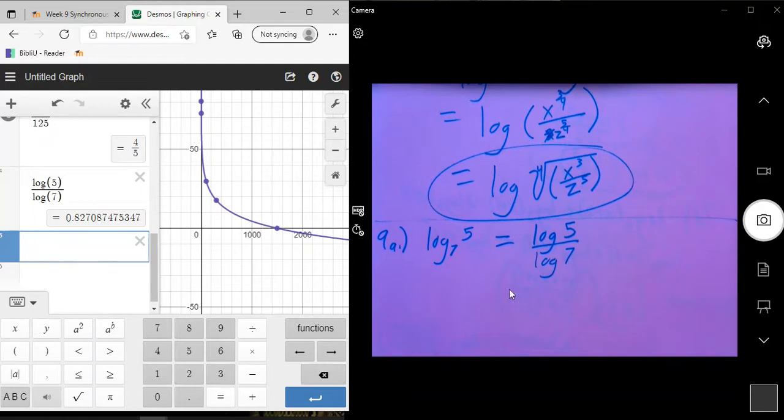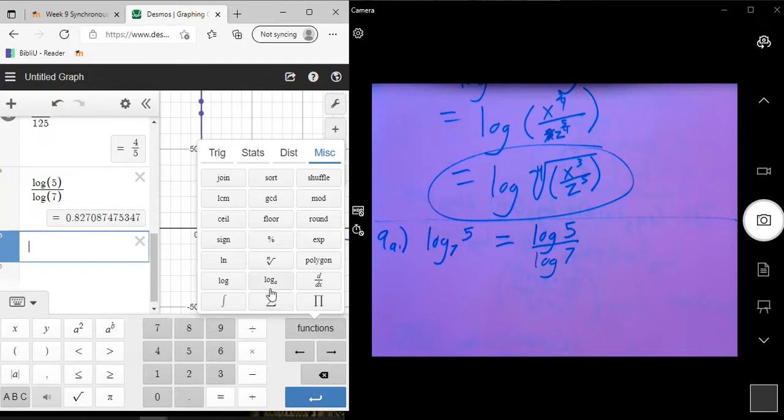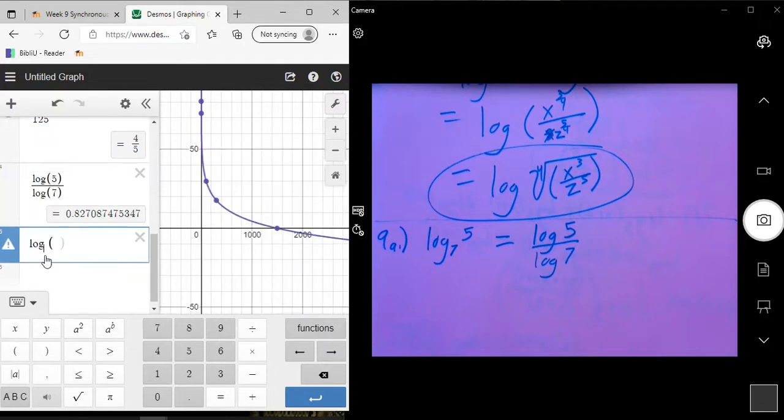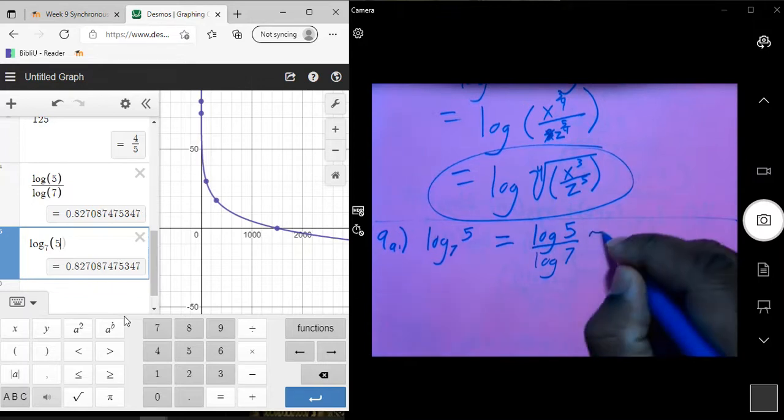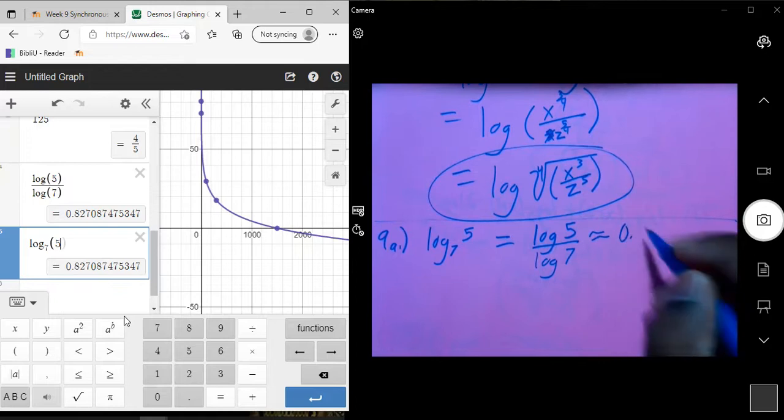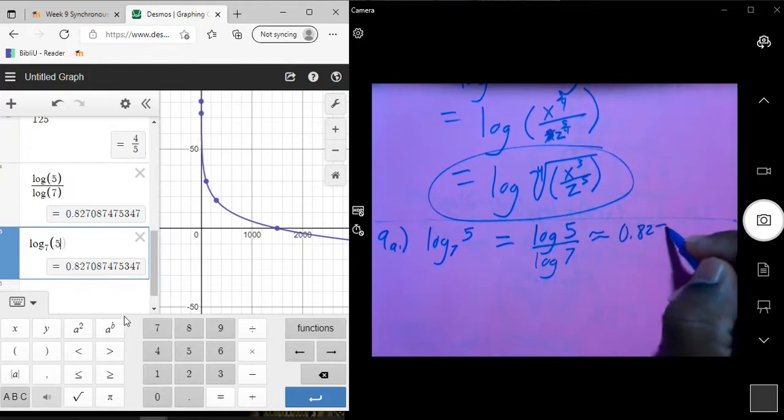There is a feature on Desmos that allows you to change the base. So if you go to function, if you go to log A and click log A, you notice here is down here where the base is. So we would type in 7 for the base, and then we will put in the argument, which would be 5. And if you notice, it gives us the exact same value. So the change of base formula actually works. And they ask us to round to 4 decimal places.